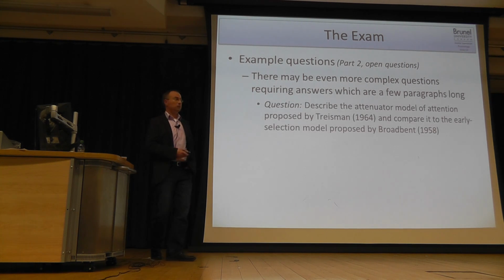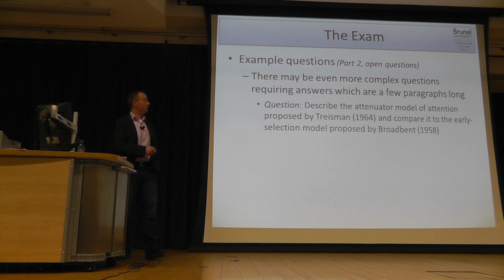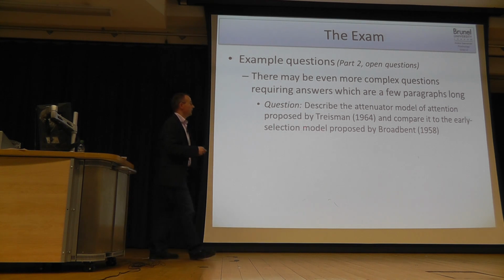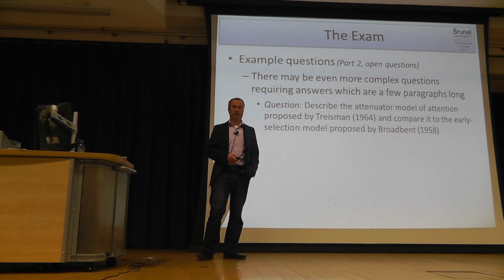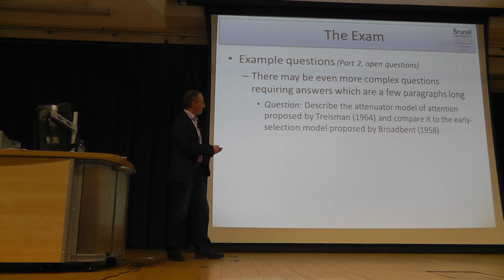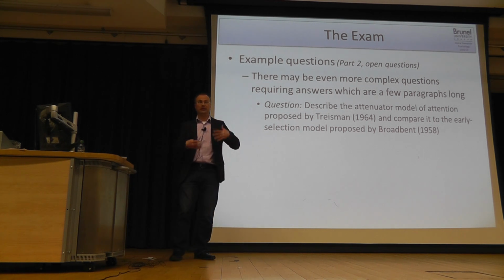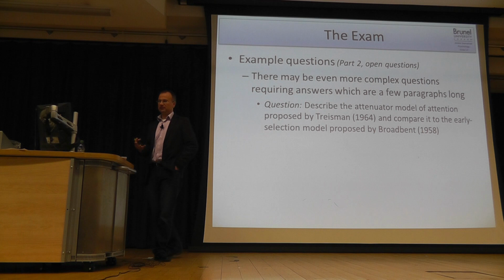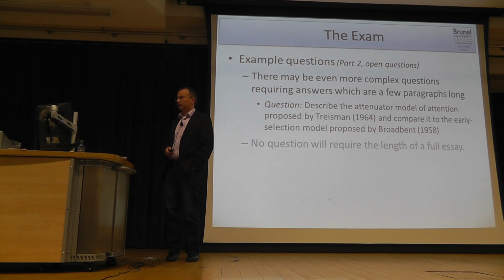Then you may have even something which is a few paragraphs long, something like describe the attenuator model of attention proposed by Treisman and compare it to the early selection model proposed by Broadbent. And again, this is an example where years and names are provided, but even if you forgot that, you should know the attenuator model and the early selection model, so there should be enough context for you to know exactly what we want to see.